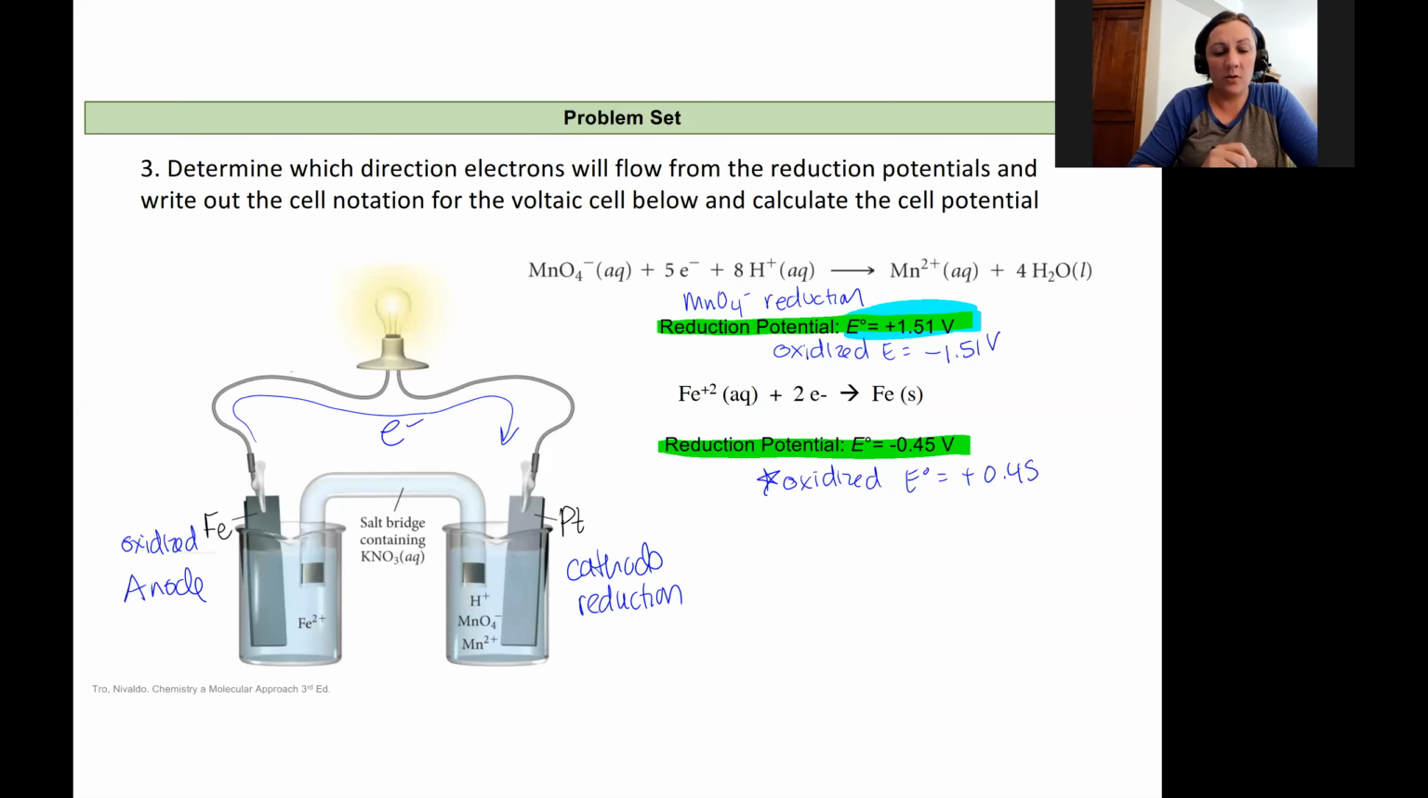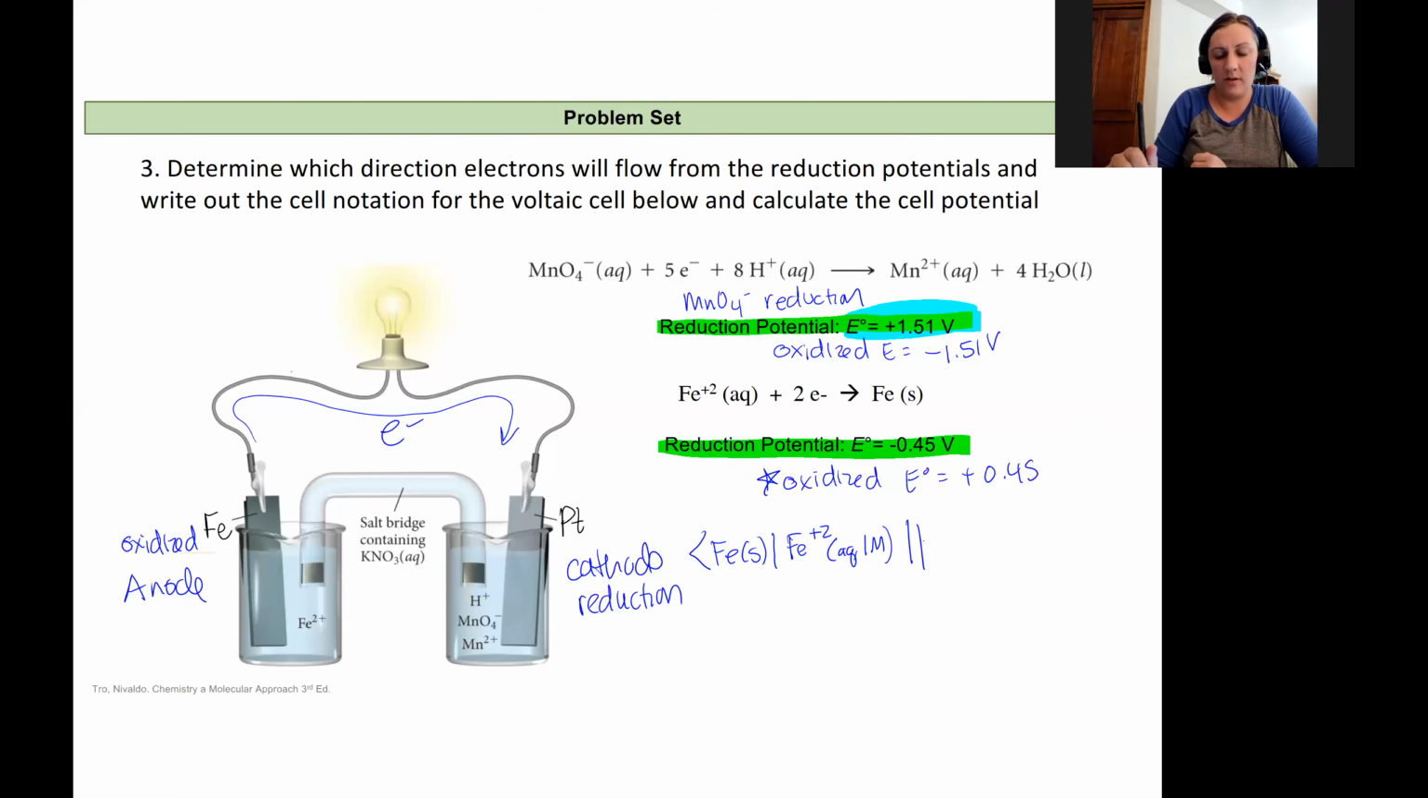If I wanted to write out my cell notation for this, I would start with my anode side. That's going to be my iron solid electrode, followed by my iron +2 in solution. This is aqueous. We can assume standard conditions, which will be 1 molar. And then I'll have my salt bridge. After my salt bridge, I'll have my cathode information.